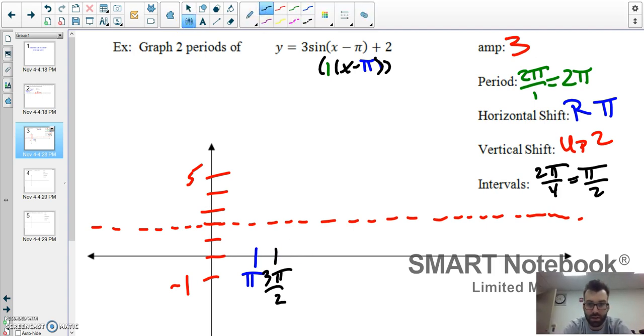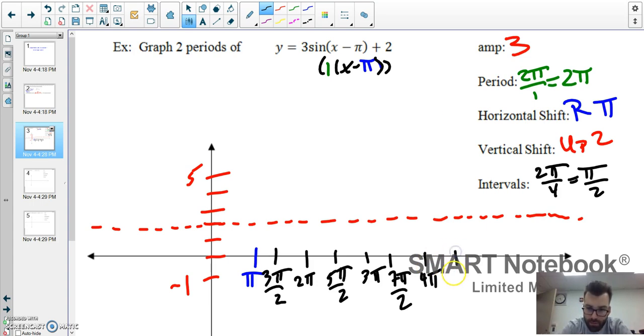Okay, so then this would be 2 pi, 5 pi over 2, 3 pi, 7 pi over 2, 8 pi over 2, whoa, 4 pi. So we got 1, 2, 3, one more. 9 pi over 2, and 5 pi.